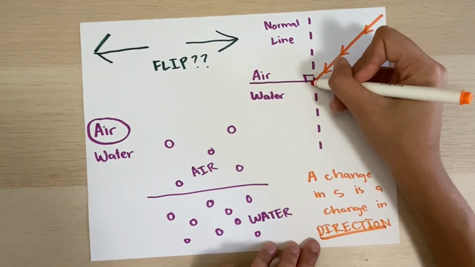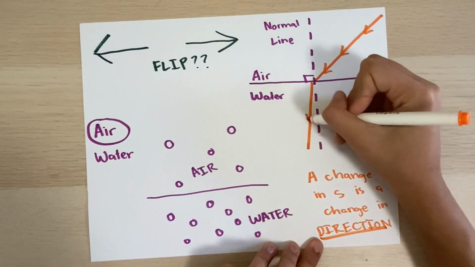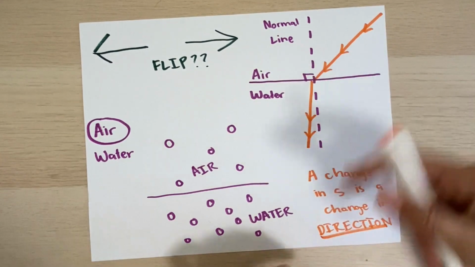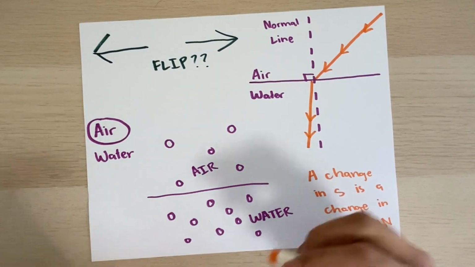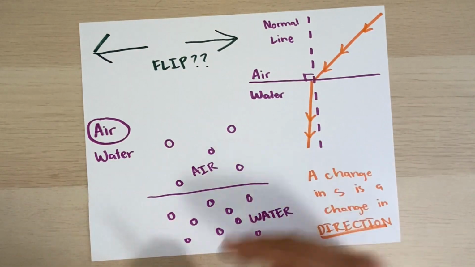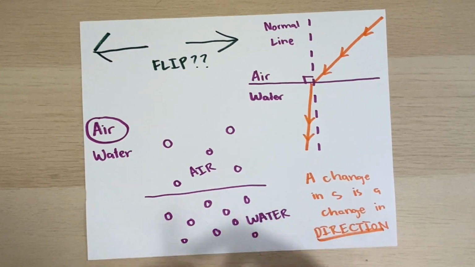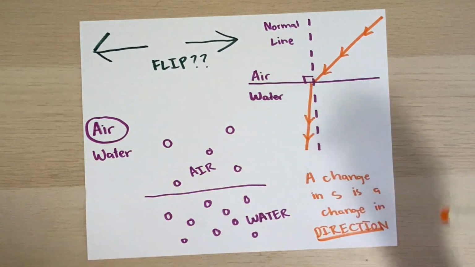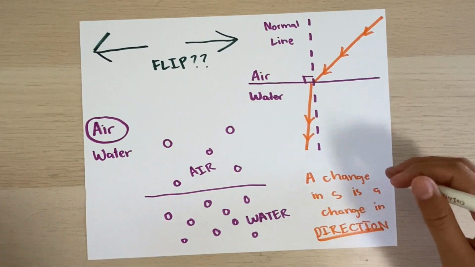So it bends closer towards this normal line. When light loses speed, it bends towards the normal line. When it gains speed, it bends away from the normal line. Since water has more resistance, it's losing speed. Now let's take a look at the actual scenario.